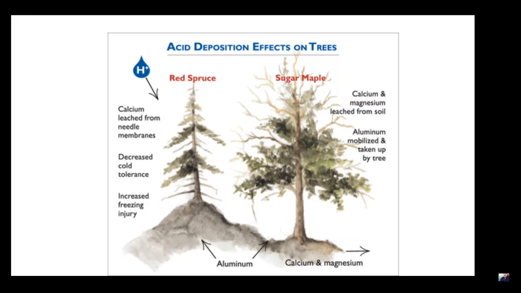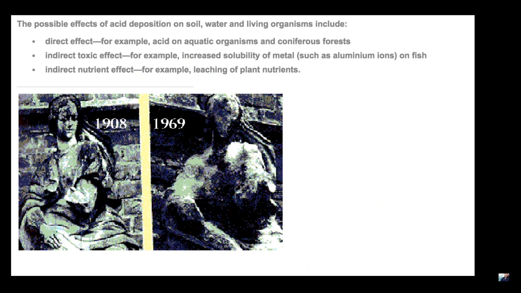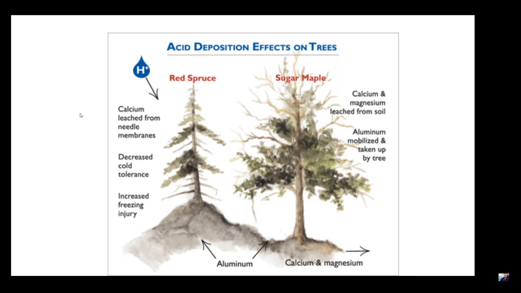But acid deposition effects on trees. This is the direct effect, as we can say, right? As you can see, calcium is leached from needle membranes, right? It dissolves the calcium in the needle membranes, which then causes decreased cold tolerance and increased freezing injury, right? They're just not able to handle winters anymore. For sugar maple, calcium and magnesium is leached from the soil, and then aluminum is mobilized and taken up by trees due to that. So it can cause problems with the root systems, or its ability to act naturally in this environment.